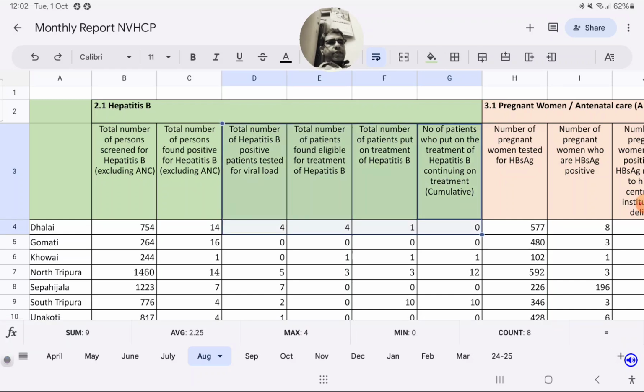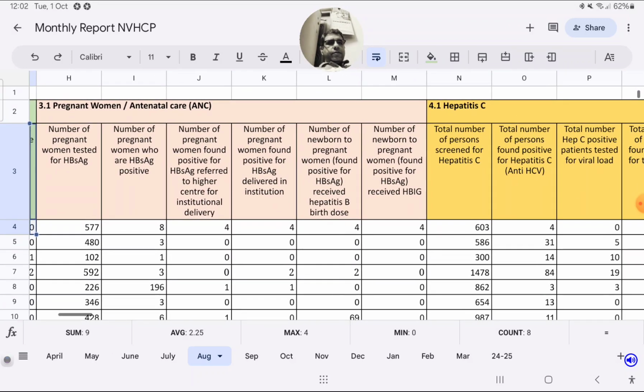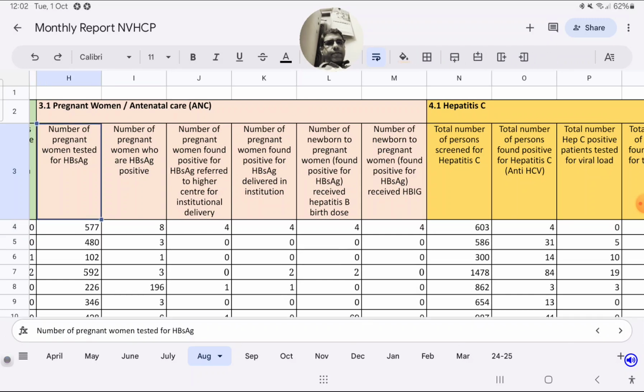Moving on to the next section, pregnant women antenatal care. Here also the first column is number of pregnant women tested for HBsAg. Next is number of pregnant women who are HBsAg positive. So out of the tested, how many are positive? The number of pregnant women found positive for HBsAg referred to higher center for institutional delivery. This one also we used to report in our regular monthly report. Number of pregnant women found positive for HBsAg delivered in institution.